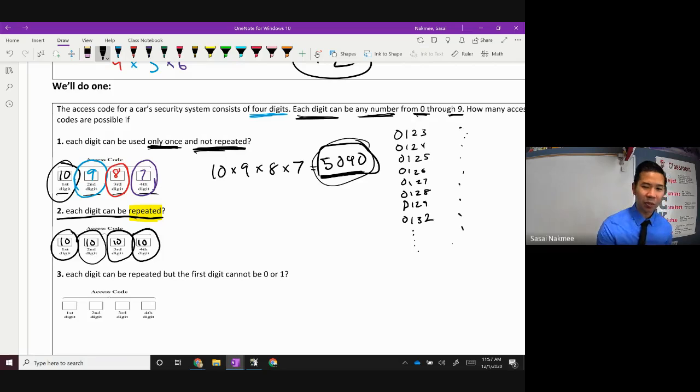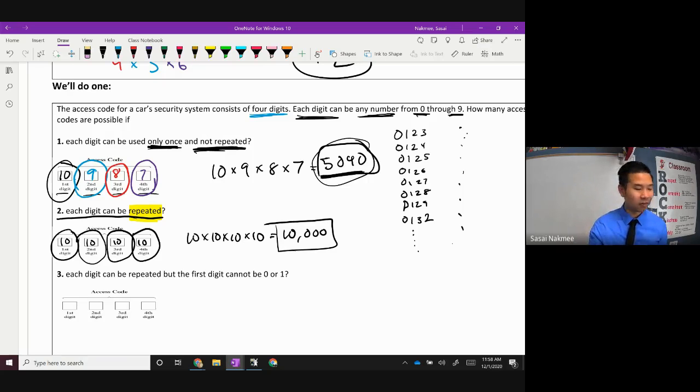Meaning, if you're allowed to repeat the digits for your PIN code, there's going to be 10 times 10 times 10 times 10 possible ways to make your PIN. And your PIN would be one of 10,000 possible combinations for this one right here. 10,000 possible combinations just from 4 digits, right? There's 10,000 possible combinations from 4 digits.